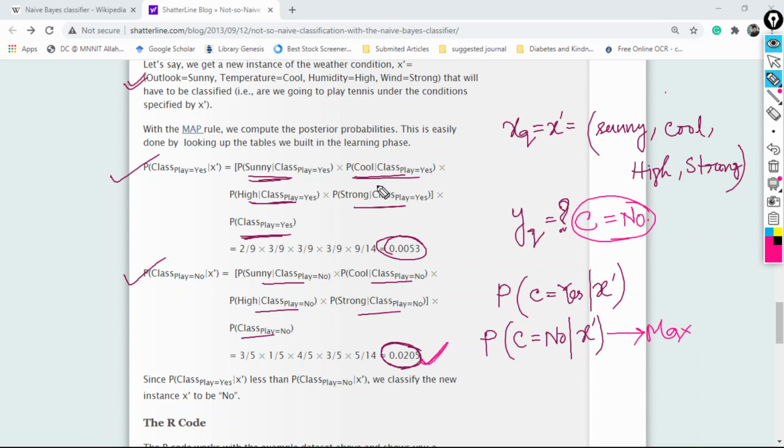Now, after training time, we have to store these values. The main question is how to store them so we can easily find them. If you remember the Python language, we simply use a dictionary in Python.